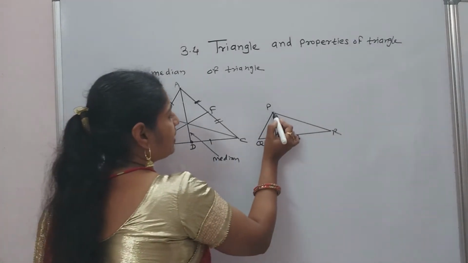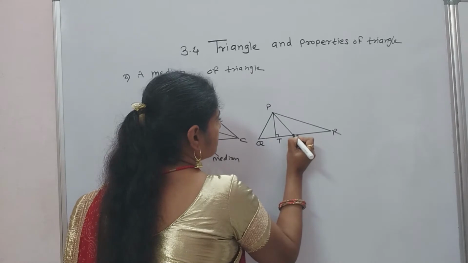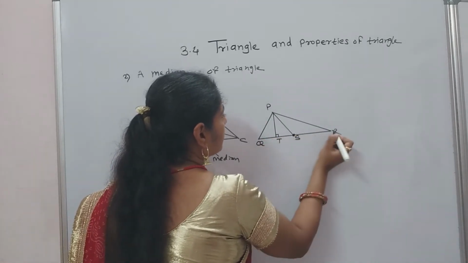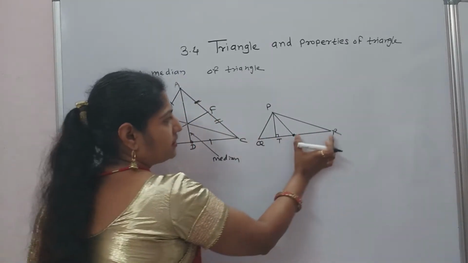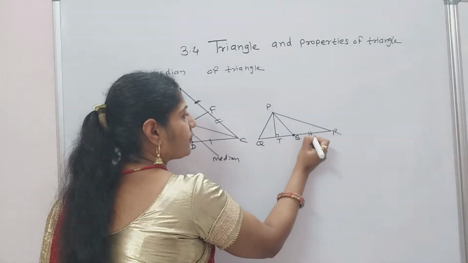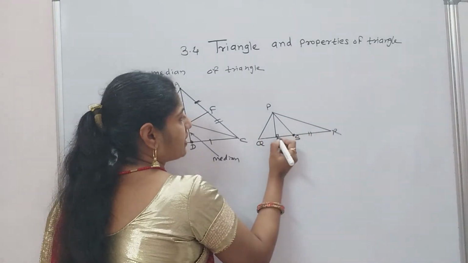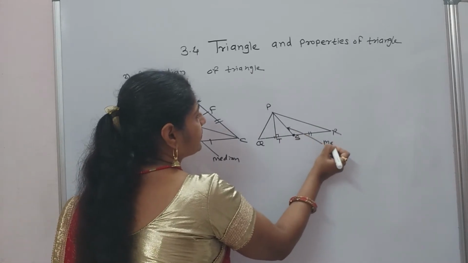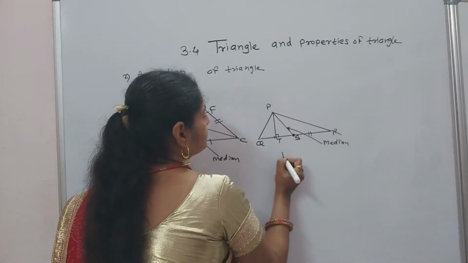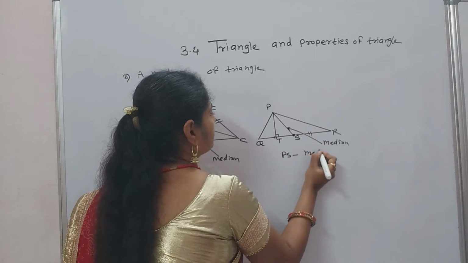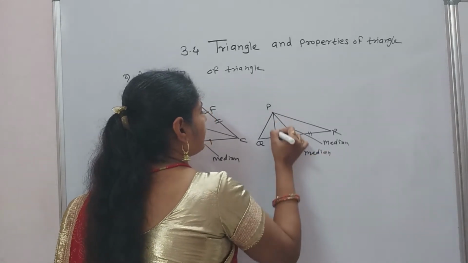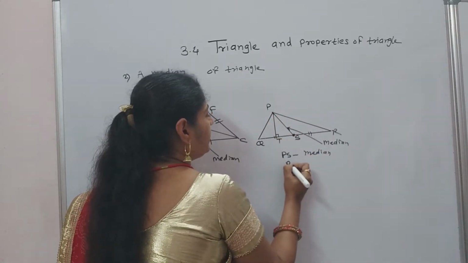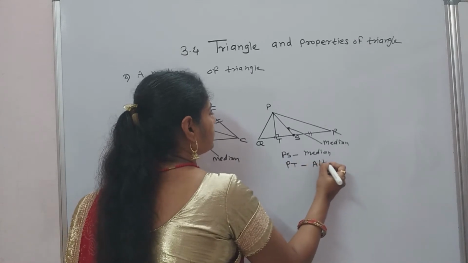Now this is the triangle PQR. S is the midpoint of QR. QS is equal to SR. This is the median. So PS is the median. And PT, the perpendicular drawn, PT is the altitude.